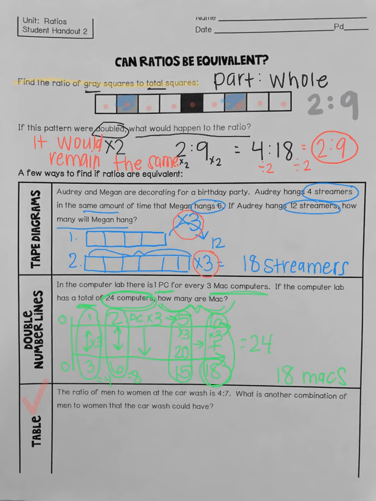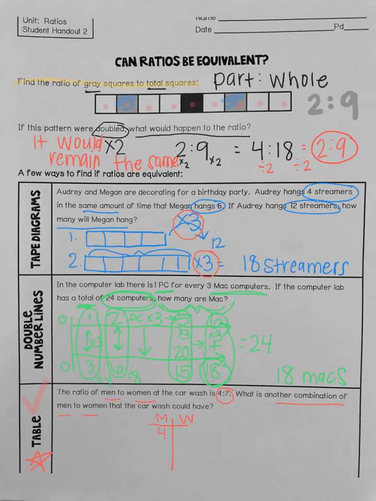Now, I do want to take a second to just review our table method. In my opinion, the table method is going to be the easiest method. It's pretty similar to our double number line, though. So it says the ratio of men to women at the car wash is 4:7. What is another combination of men to women that the car wash can have? So I can use a table. I can have one side represent men, the other side represent women.